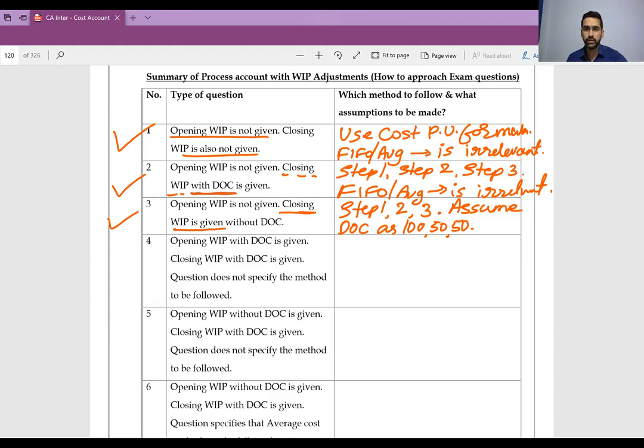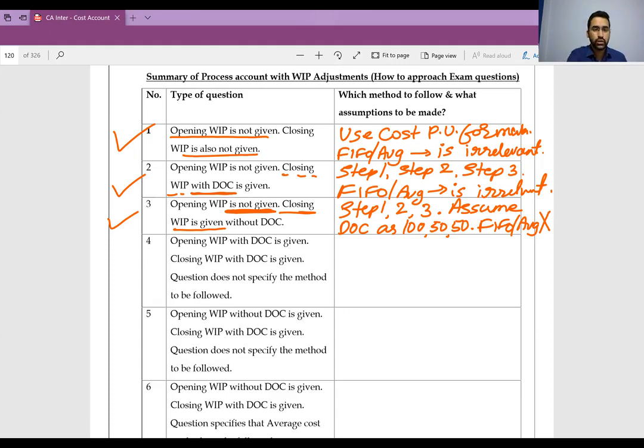Which method to follow, sir? FIFO average cost. That is not relevant. Why not relevant? The question says opening WIP is not given. Yes, write that also. FIFO or average is not relevant.